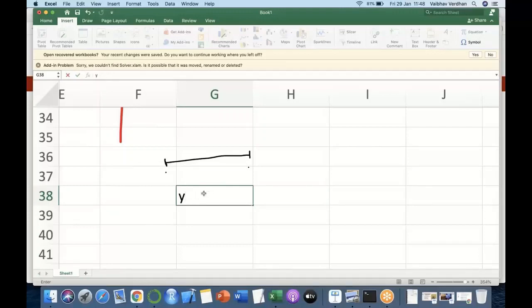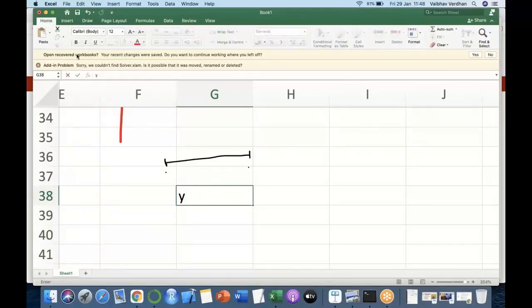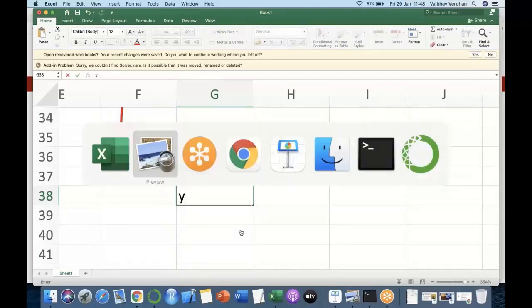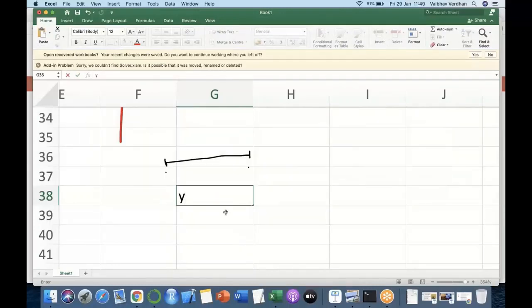I'm referring to this. Let me check one thing here. Yes, it is y2 square minus y1 square plus x2 square minus x1 square, right? And then you take a whole root of that. That is the Euclidean distance.